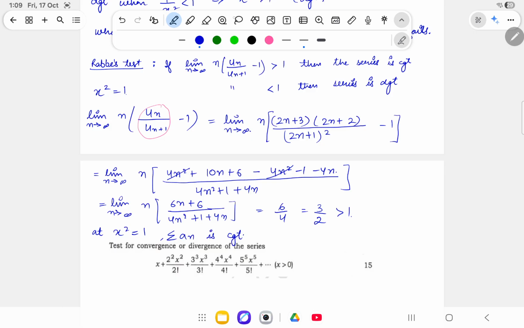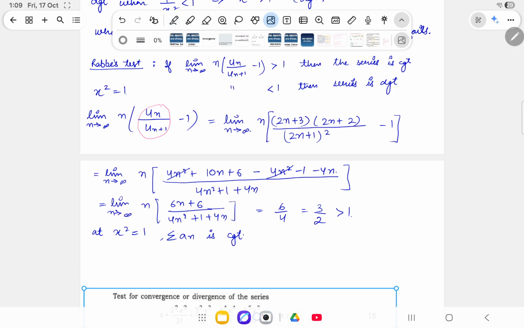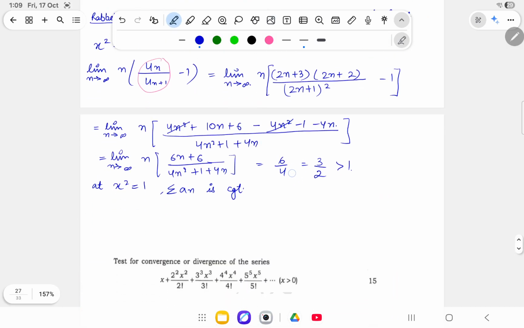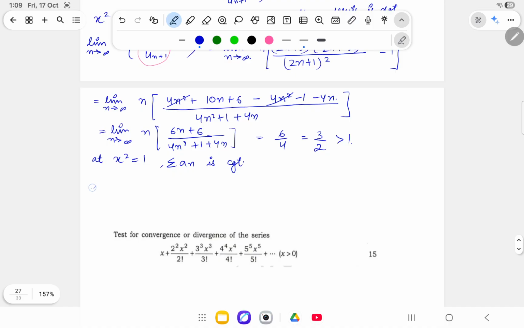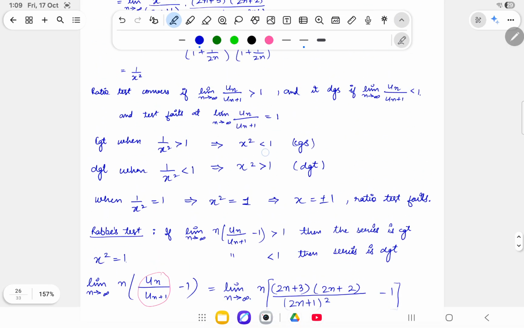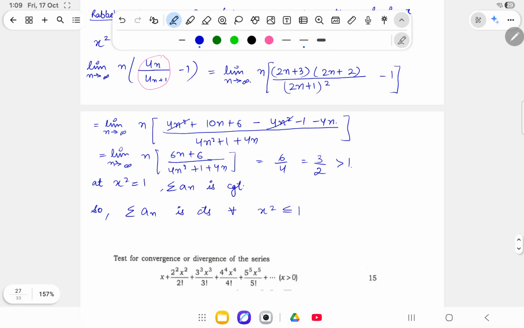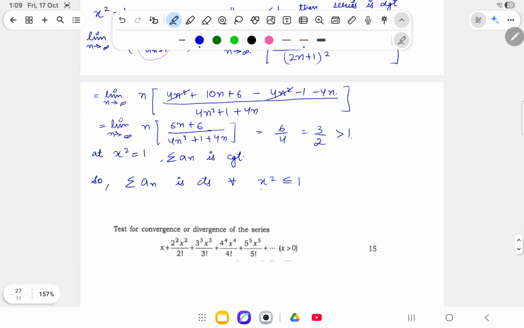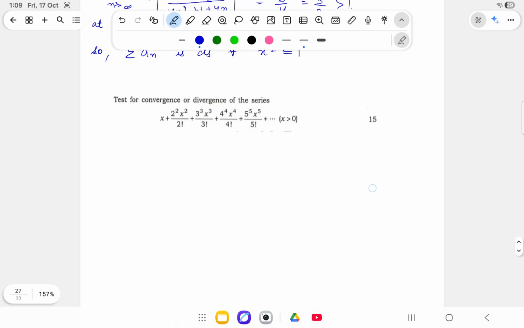So our series, summation an, is convergent for all x square less than 1, which we got from the ratio test, and using Raabe's test we got that it is also convergent when x square is equal to 1. So the whole series is convergent for all x such that x square is less than or equal to 1. Now let's move on to see the next question.